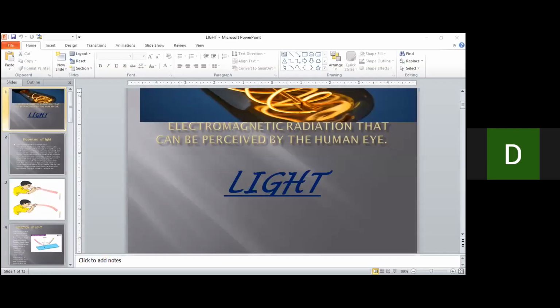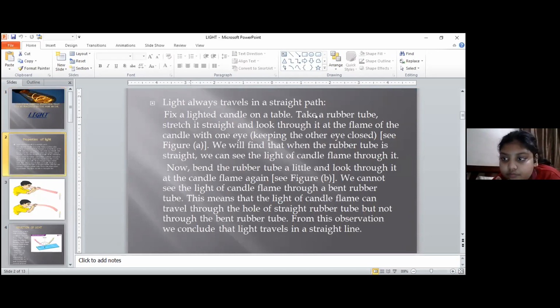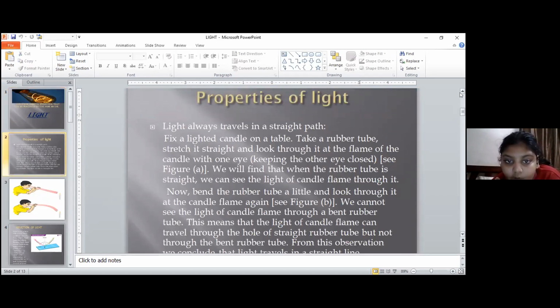Okay, ma'am. Jessica Singhal is going to do flip learning on light, electromagnetic radiation that can be observed by the human eye. First, properties of light. Light always travels in a straight path.